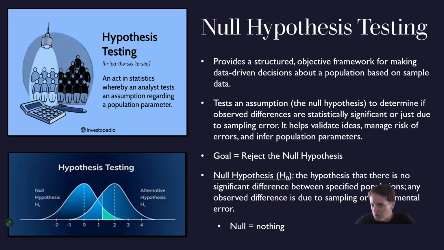So our whole goal with hypothesis testing is to reject the null hypothesis. Null translates to mean like nothing, like zip, nothing, nada, right? And so the null hypothesis is stating that there is no significant difference between the specified populations, that any observed difference is due to sampling error or experimental error. So when we make a null hypothesis, or like H0 as it's sometimes represented, we are saying that there is no difference present, right? That it is only due to like error or chance. And our goal with null hypothesis testing is to reject that.